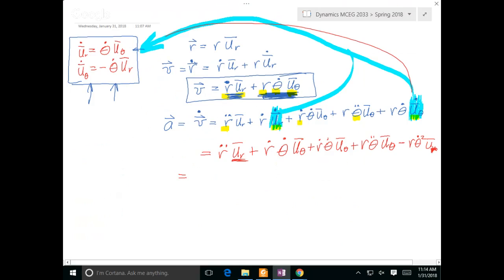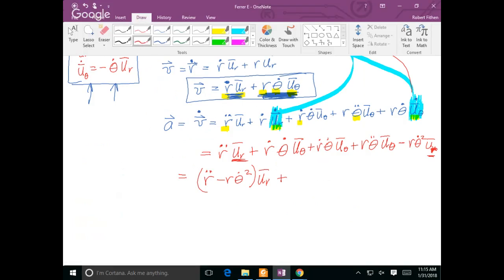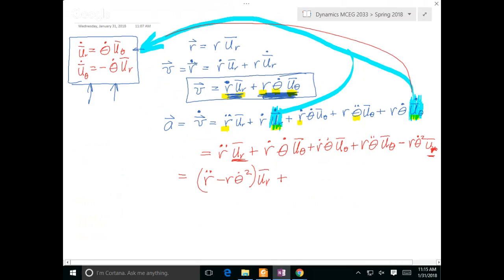Now, if I combine them, I should have R double dot minus R theta dot squared times UR plus, and what you'll notice here, this one and this one are the same terms. Because of that, you end up with, I think in the book he puts this one first, plus 2 R dot theta dot U theta. So did I copy all that right?